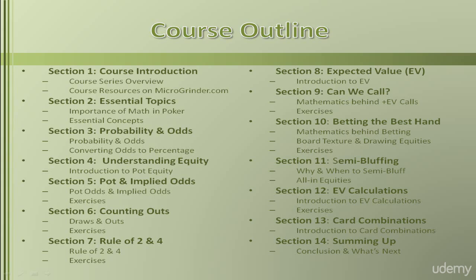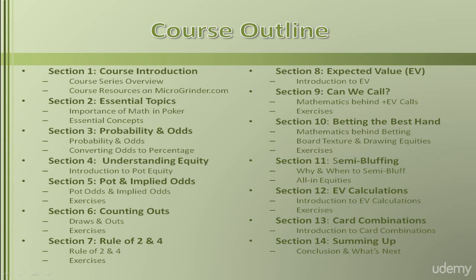For section 5, we're going to talk about both pot odds and implied odds and do some exercises to practice calculating pot odds and looking at implied odds. Section 6, we're going to look at counting outs. So when you have a draw in hand, the amount of cards that will help you improve your hand or consider your outs. So we're going to look at draws and counting our outs, do some exercises on those as well.